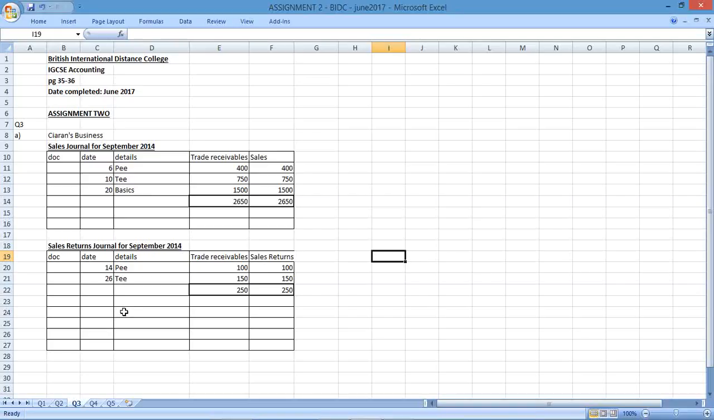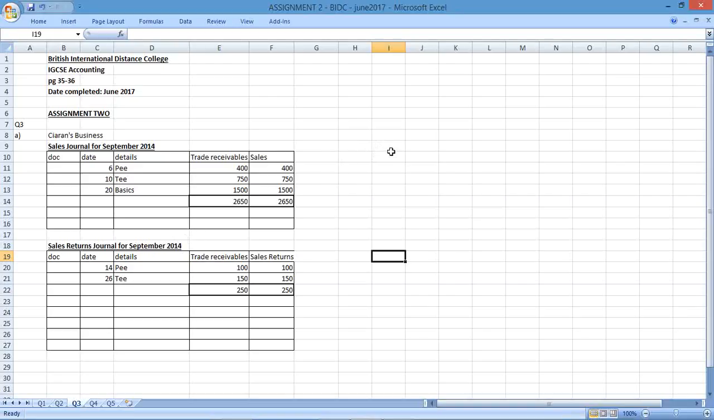So question 3B says, make the necessary entries in the following accounts in Kieran's ledger. So we're looking at ledger accounts. And they've asked for how many ledger accounts. Okay, the sales ledger, we've got P's account, T's account, and Basics account, fine. And then 2 is the nominal general ledger, which is the sales and the sales returns. Okay, brilliant. What am I going to do?